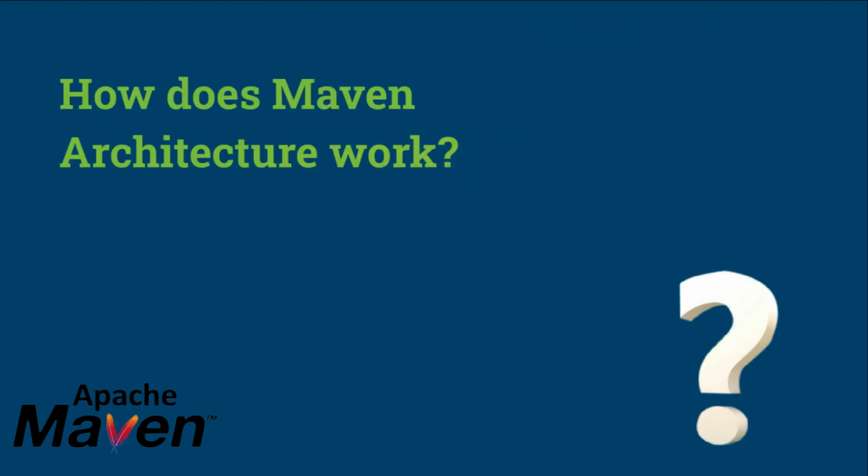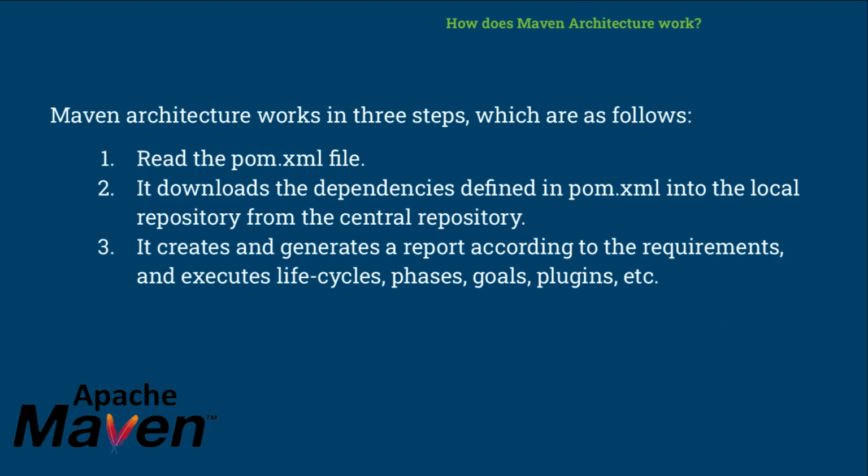Third question, how does Maven Architecture work? Maven Architecture works in 3 steps, which are as follows. The first step is to read the pom.xml file. Then, it downloads the dependencies defined in pom.xml into the local repository from the central repository. Lastly, it creates and generates a report according to the requirements and executes life cycles, phases, goals, plugins, etc.